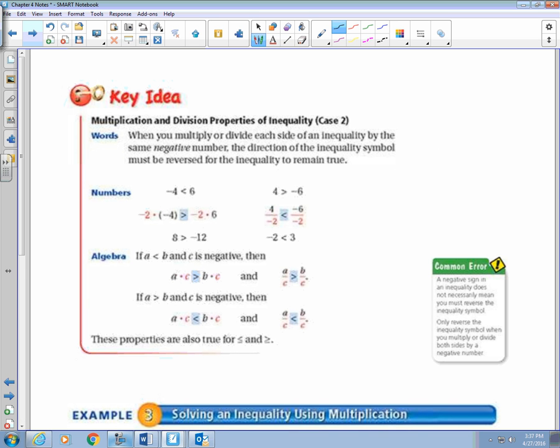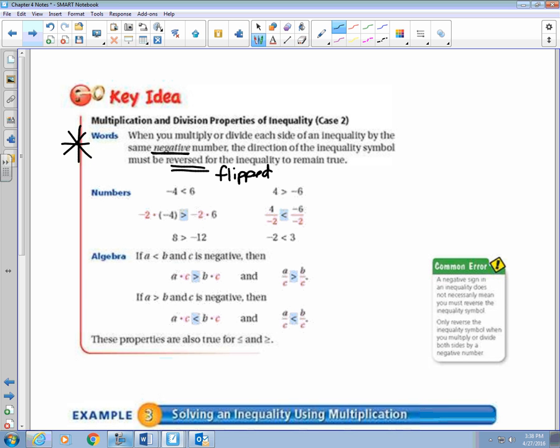All right, now the second rule for division or multiplication, using division or multiplication to solve. And this is really important because this is where most of the mistakes in this section are made. All right. So when you multiply or divide each side of an inequality by the same negative number, now we're talking if we're multiplying or dividing by a negative number to solve the inequality, the direction of the inequality symbol must be reversed. What that means is flipped. We must flip it over, all right, for the inequality to remain true.